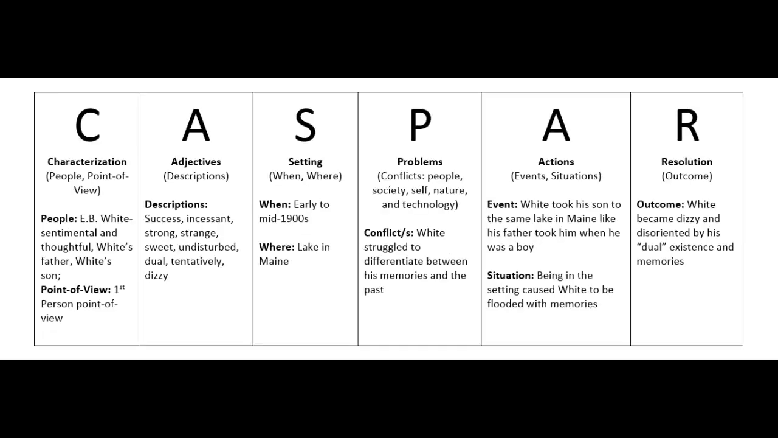When we look at the C for characterization, the people that are discussed in the excerpt are E.B. White, who is sentimental and thoughtful, White's father, and White's son. Whenever you have information about one of the people from the excerpt, it's important to think about that, because usually there will be a question related to that person and how he's characterized in the selection.